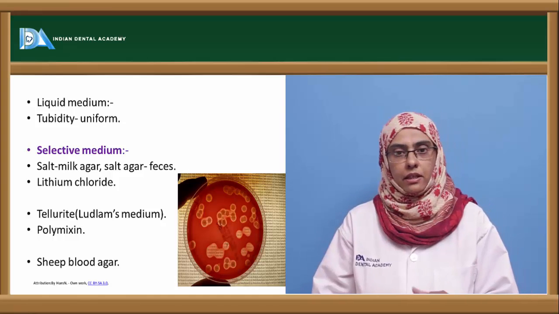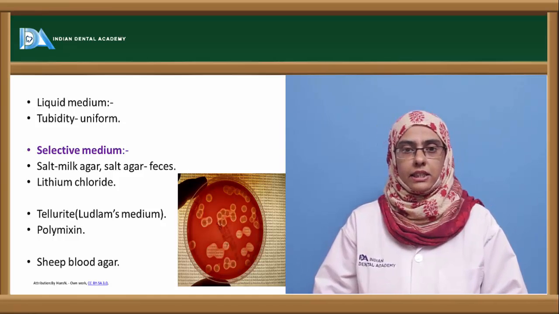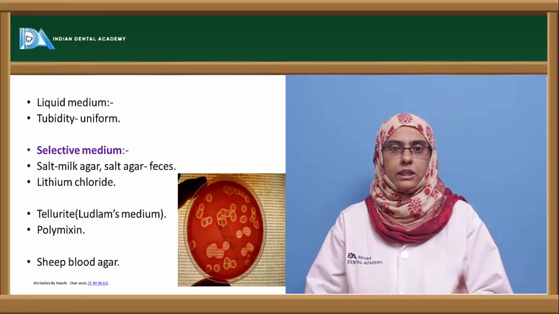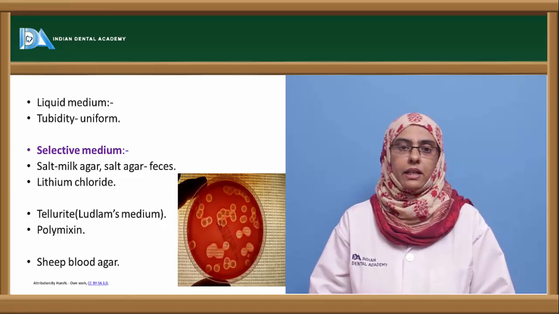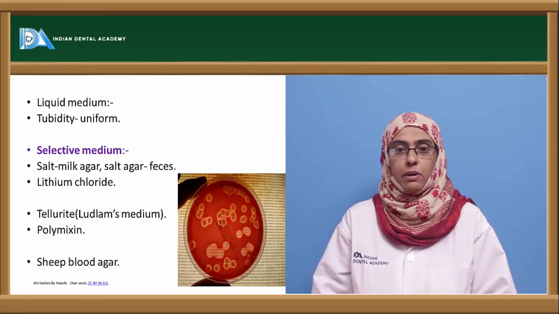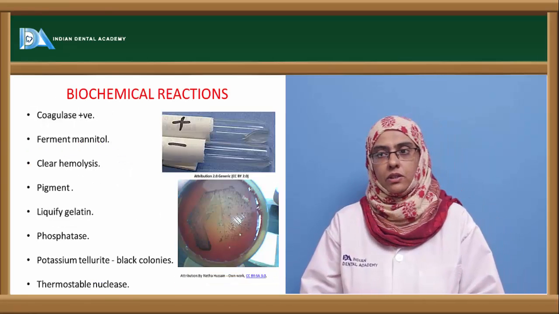And the RBCs that are mostly used in the blood agar are the sheep's RBCs, but not the human RBCs, because human RBCs might contain antibodies. So it is the sheep RBCs that are mostly lysed by the Staphylococcus aureus.